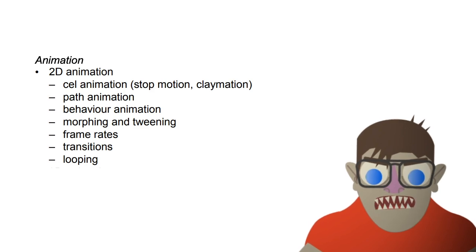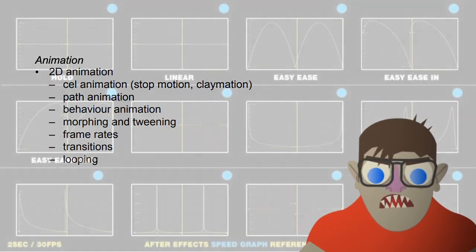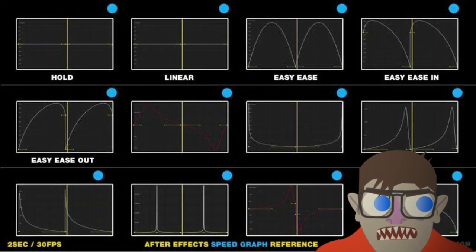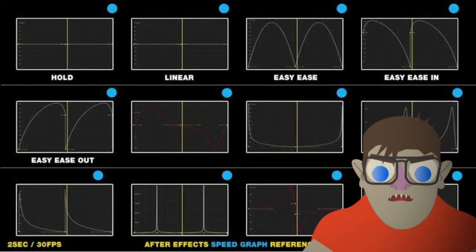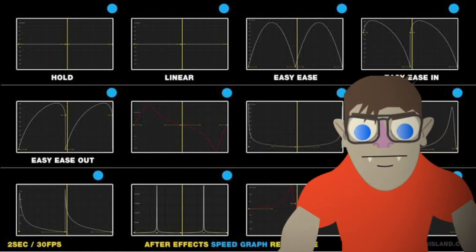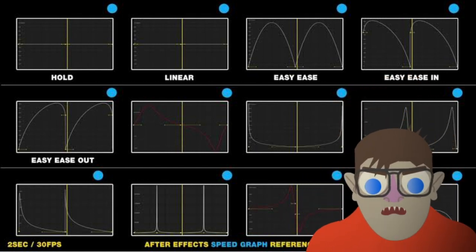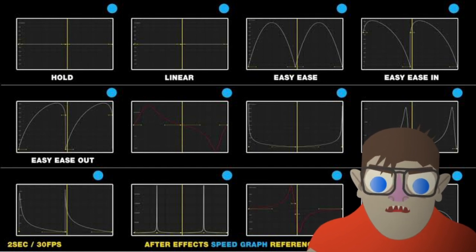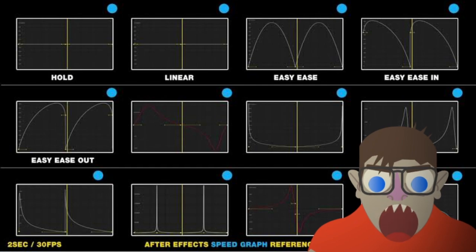But I can add in things like motion graphs, easy ease, all sorts of things using After Effects or a similar thing in other programs, and it will actually change the velocity over the course of it and make it look a little bit more realistic. A path-based animation is where a figure follows between keyframes that are set up by the animator.